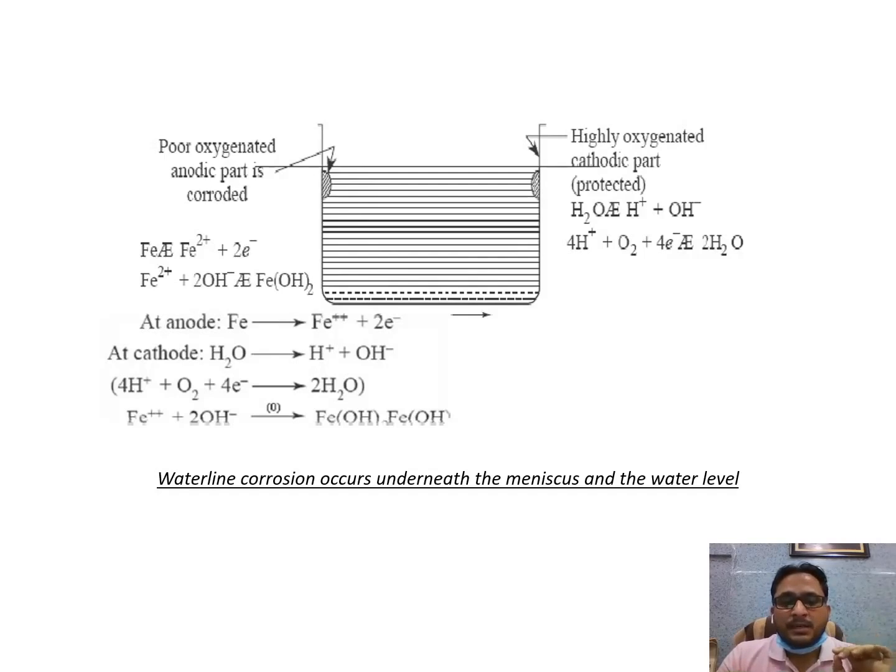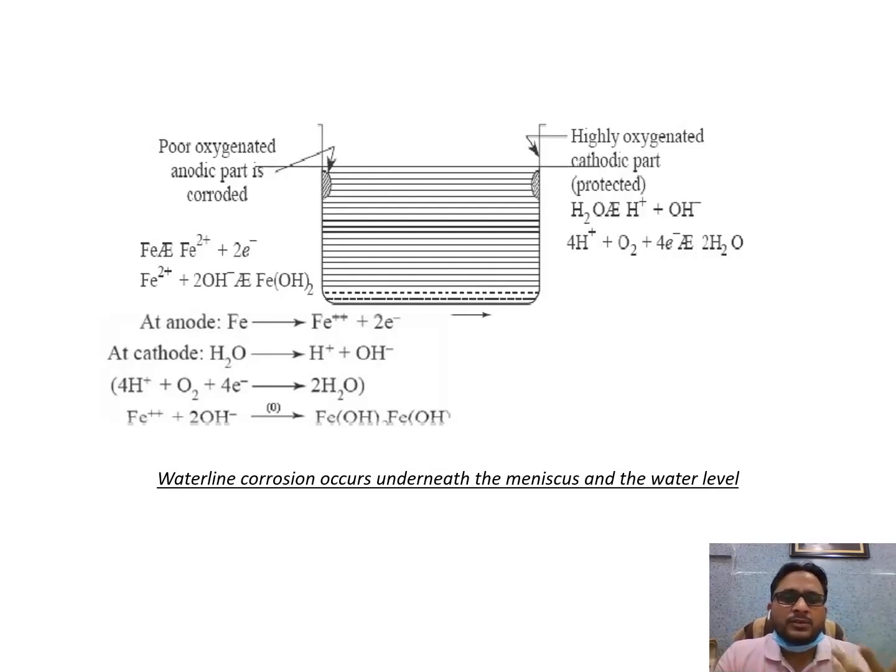So the highest rate of corrosion is not at the bottom of the tank, but immediately below the waterline. This type of corrosion causes great difficulty to marine engineers while they are designing ships or other boats or ferries, because the region just where the ship touches the sea level, the region immediately below the sea level, experiences the highest rate of corrosion, and therefore the challenge for marine engineers is to keep that particular region protected from corrosion.